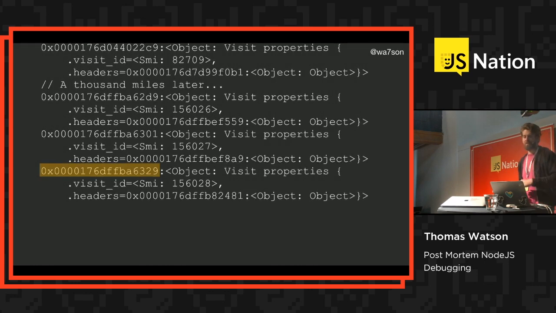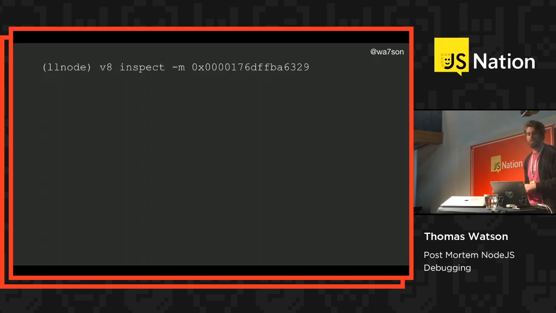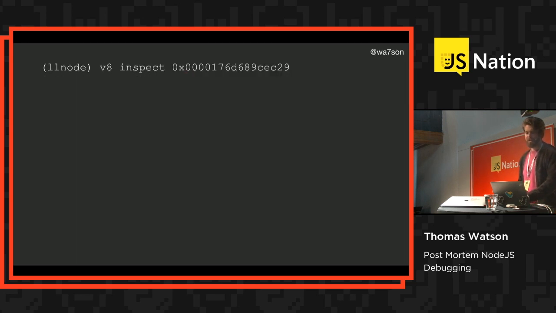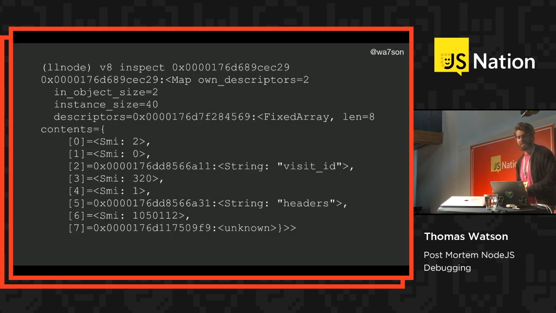Then we can select one of them. Just take a random one, take the memory address of that, and we use the inspect command we saw before. We use the -m option here to also see the map of the object. Objects in JavaScript have hidden classes, and that's basically the memory address of the hidden class, which we will also see. We can reference the memory address of the hidden class as well, and say, okay, that's here, let's try to inspect that. And then we actually see the hidden class in memory.